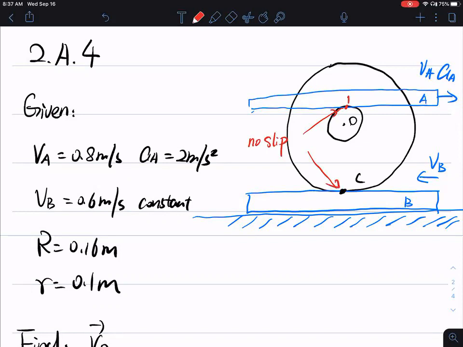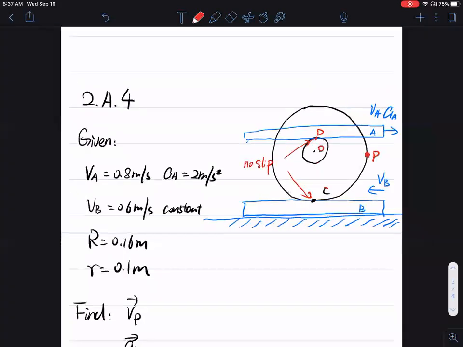Let's call this point D. This is O. Okay. So we know this block A has both velocity and acceleration. But block B only has a constant velocity moving to the left. And what we want to find is information about point P: velocity and acceleration of point P.